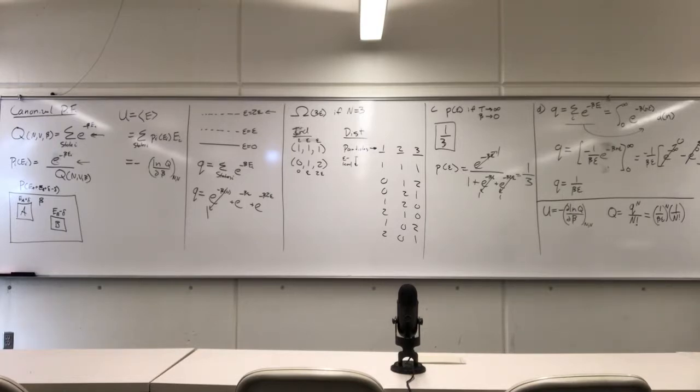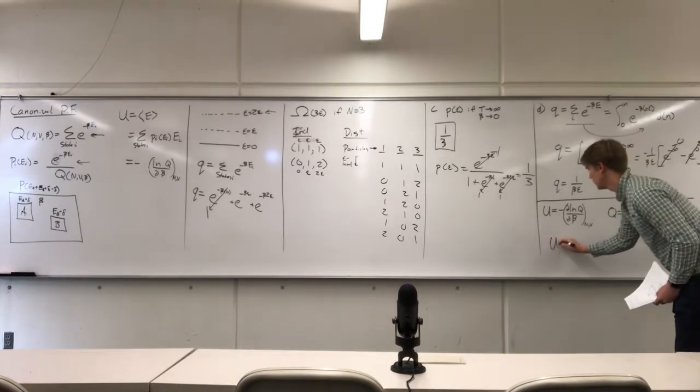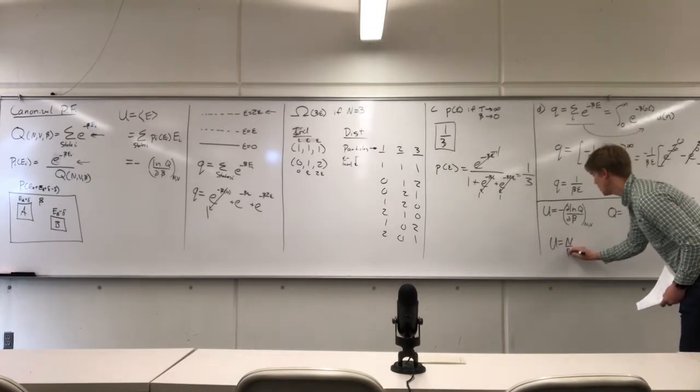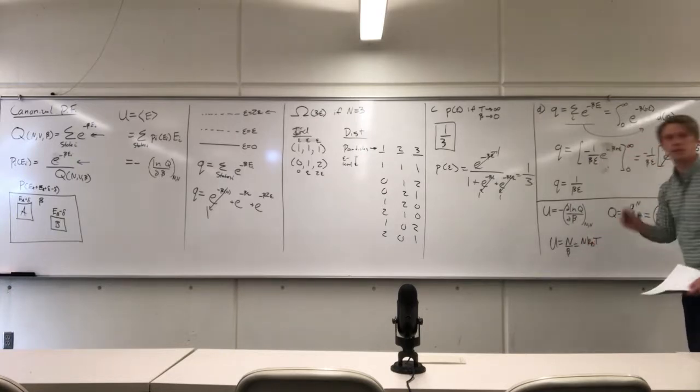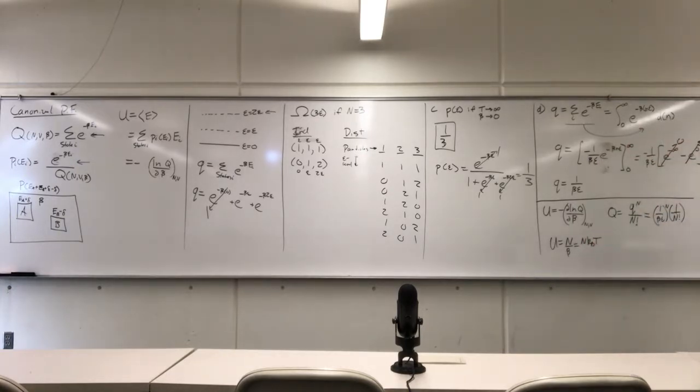Who's got it? What'd you get? N over beta. Yes. The internal energy is N over beta, or this is also equal to N kBT. Looks very similar to what we saw for the particle in a box example. So just really quickly, if we were to write the natural log of Q out in a more convenient form to hopefully make this sort of an obvious conclusion here.